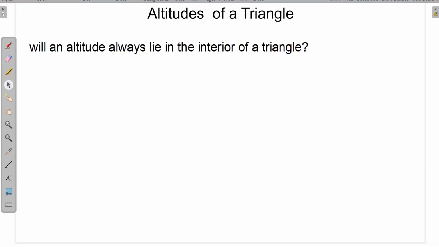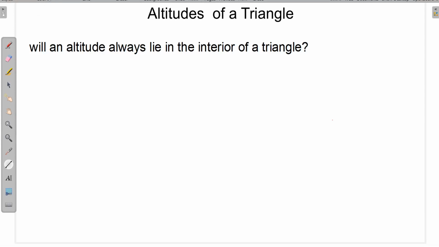Here is another question. Will an altitude lie in the interior of a triangle? The altitude can lie in the interior of the triangle, and it can also lie outside the triangle. Now which triangle is it? The triangle is the obtuse angle triangle.